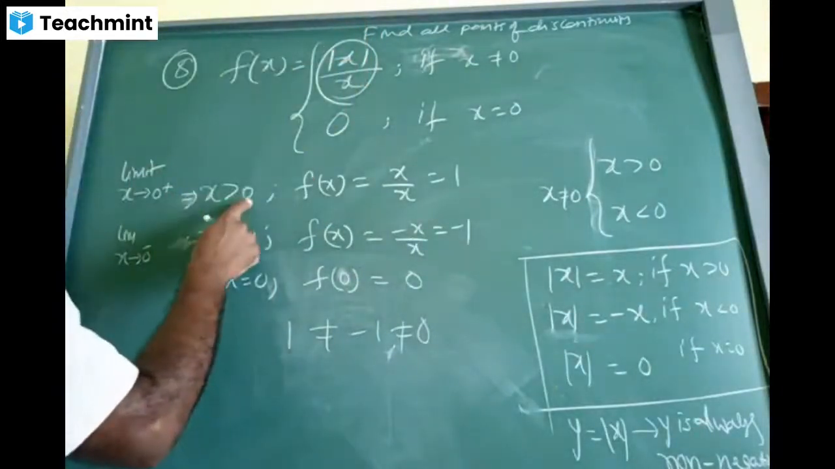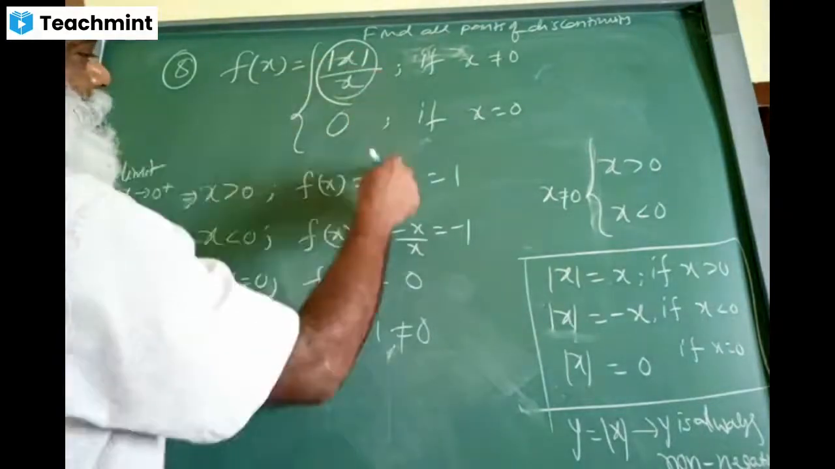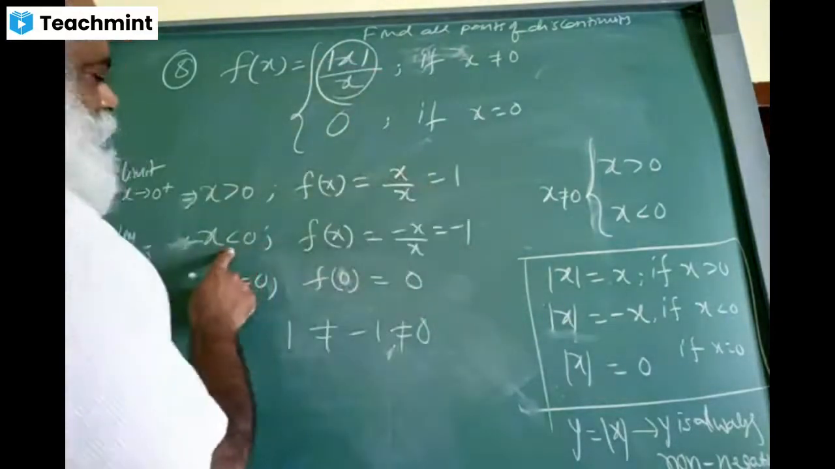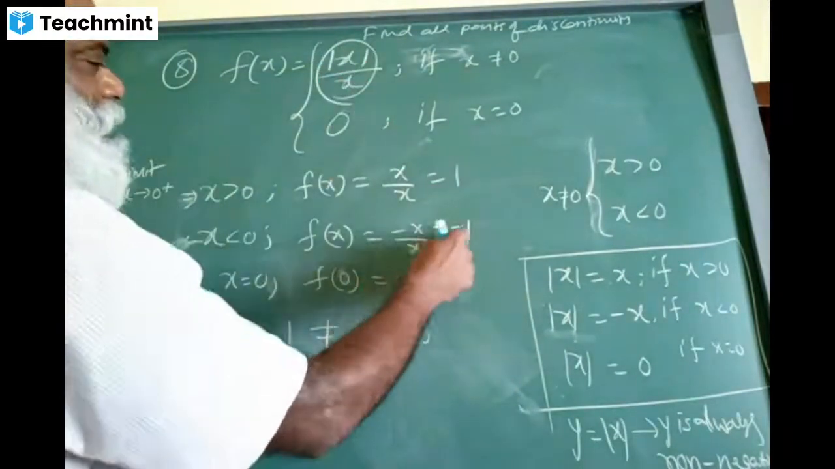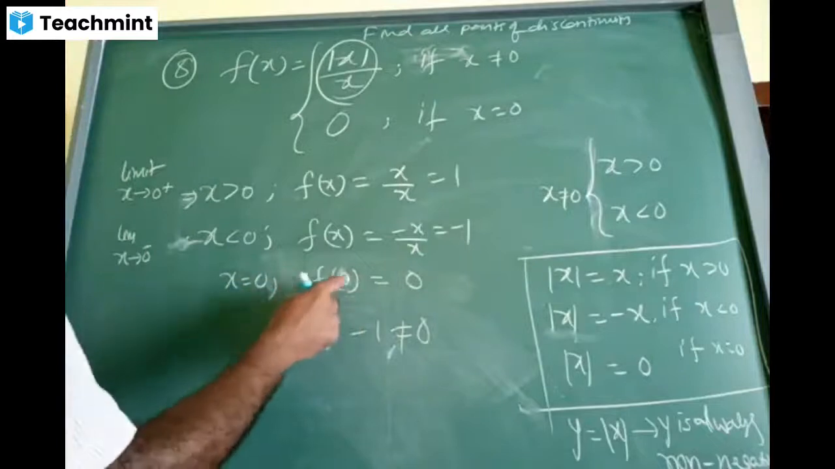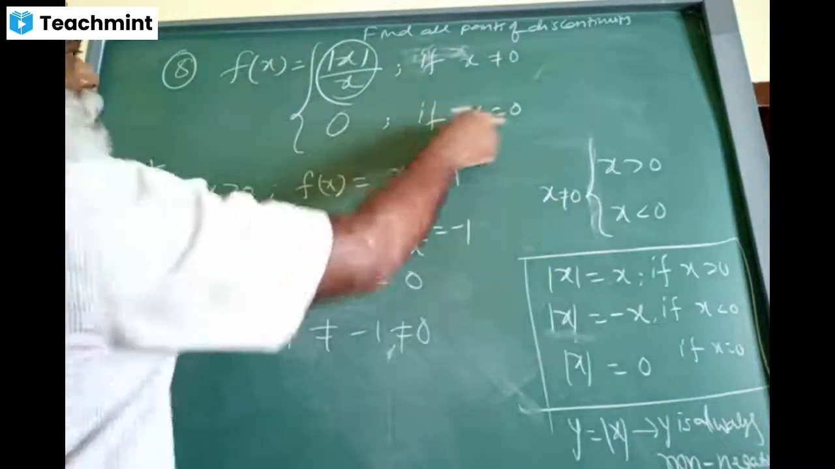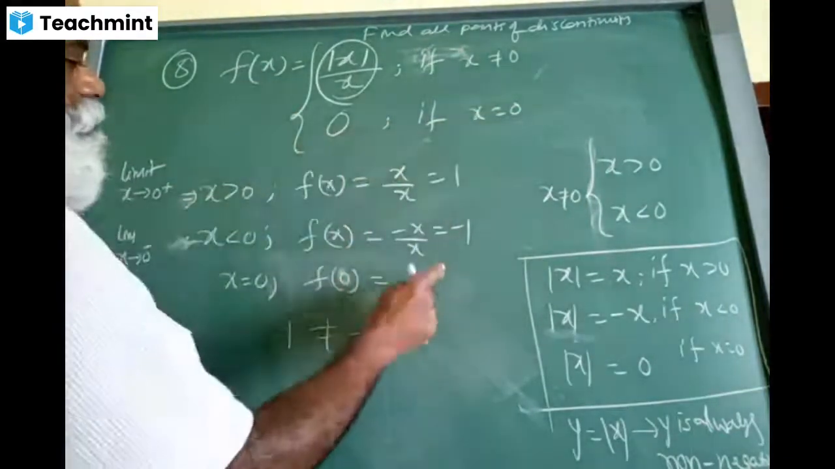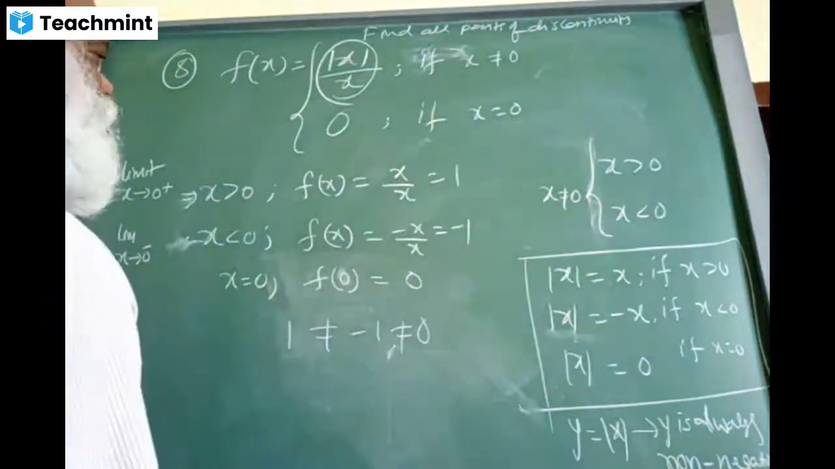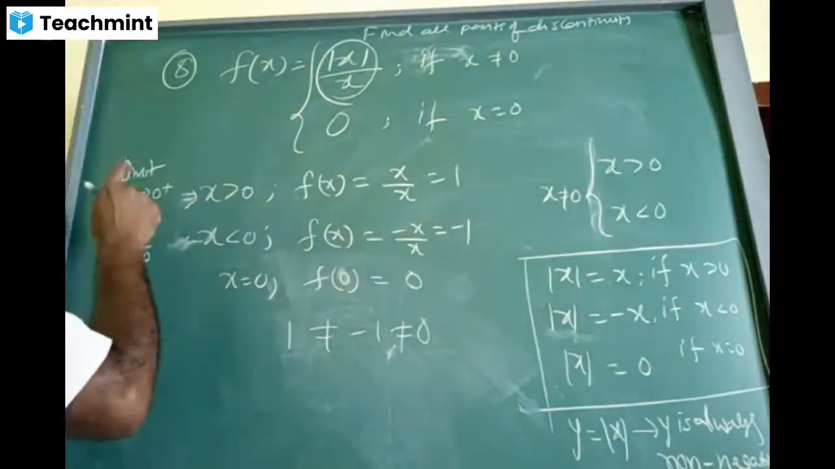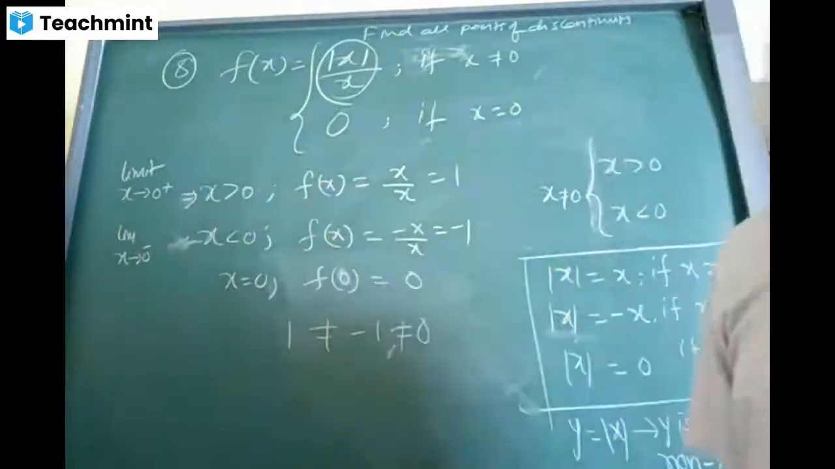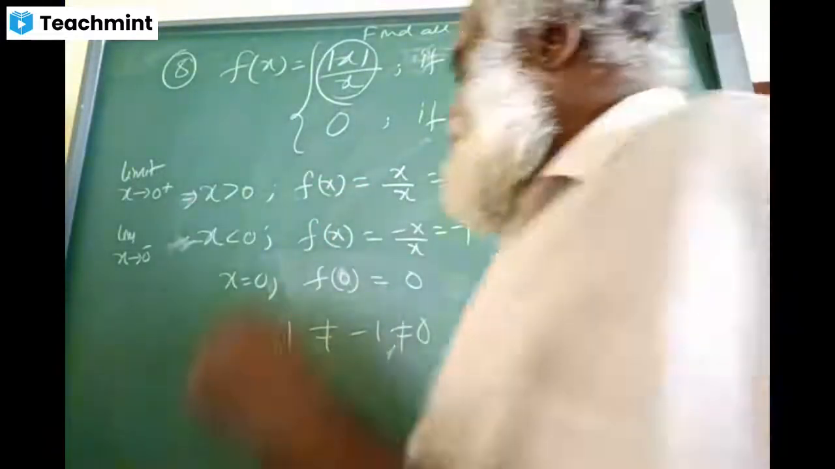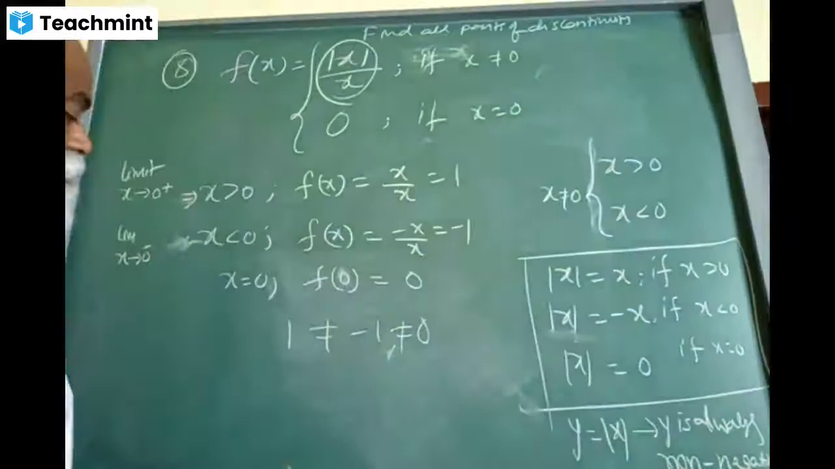Therefore, when x is positive, f of x is mod x by x, that's x by x, that's 1. When x is negative, f of x is mod x by x, that's minus x by x, that is minus 1. When x equals 0, f of 0 is 0. Now, what do you conclude here? This is the left hand limit, this is the right hand limit. They both are not equal. Hence, the limit does not exist, as well as continuity. No continuity at x equal to 0, my dear. So, the function is not continuous at x equal to 0.